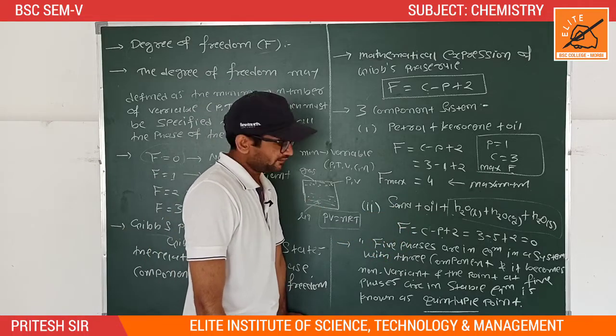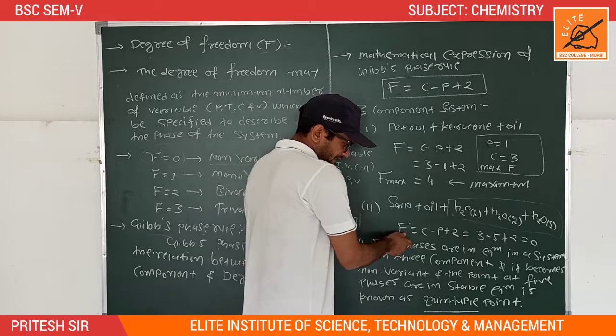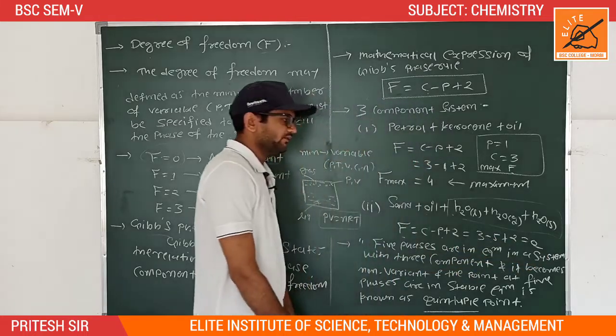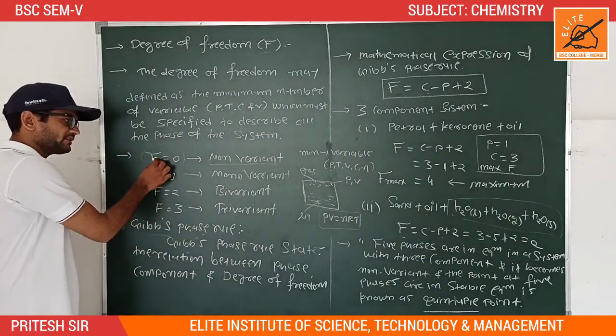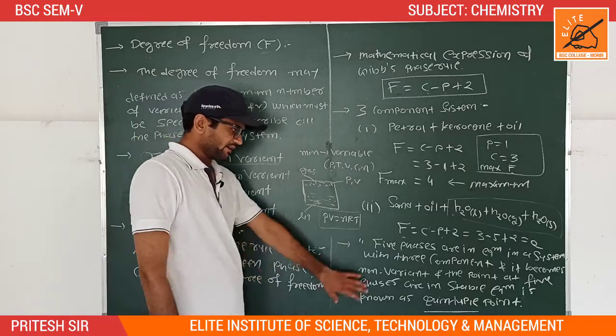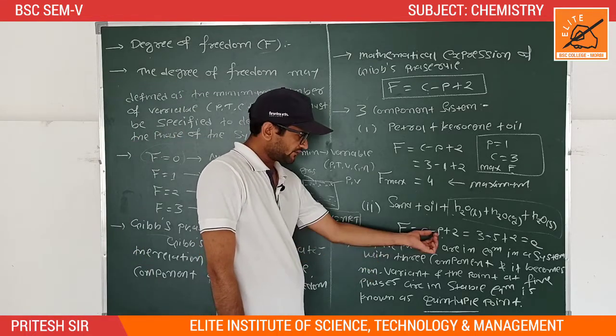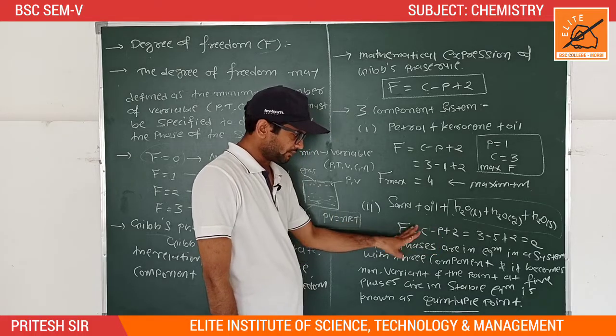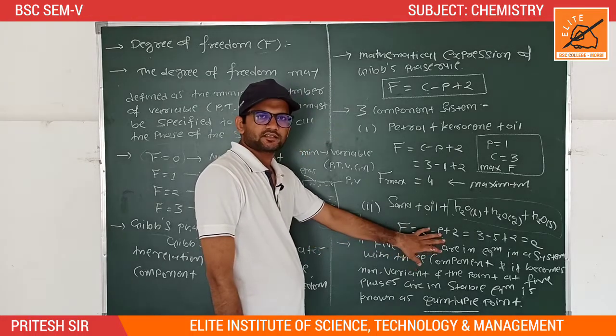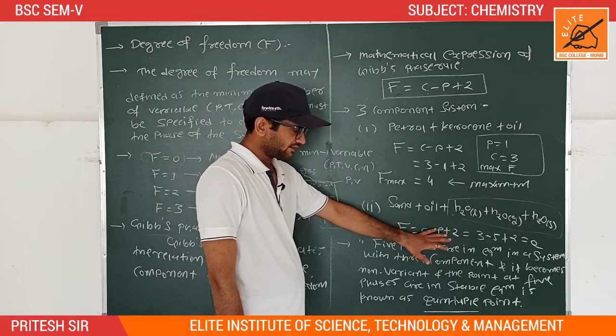Okay, so at the quintuple point the value of F is equal to 0. It means the system becomes non-variant. So what do you mean by quintuple point? At that point all the 5 phases are in equilibrium with 3 components, and the system becomes non-variant. That is called a quintuple point.